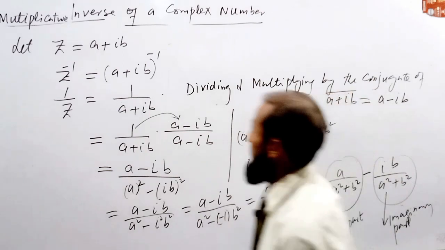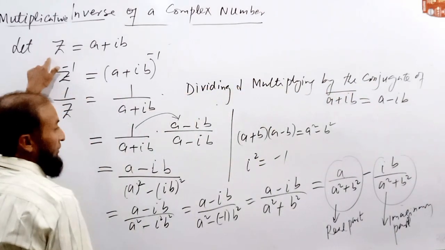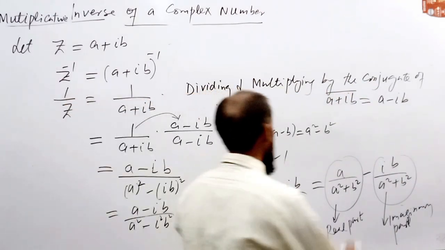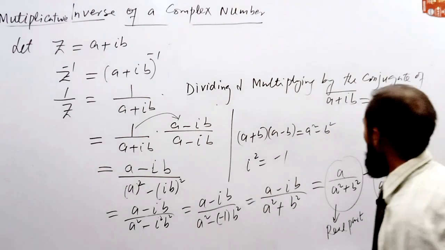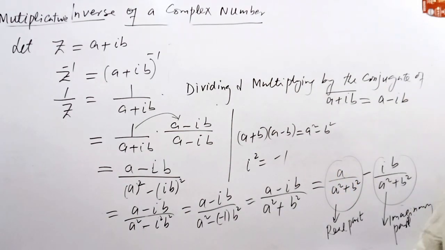So the multiplicative inverse of z is equal to a divided by a square plus b square, minus iota b divided by a square plus b square. This formula must be remembered, the multiplicative inverse of any complex number.